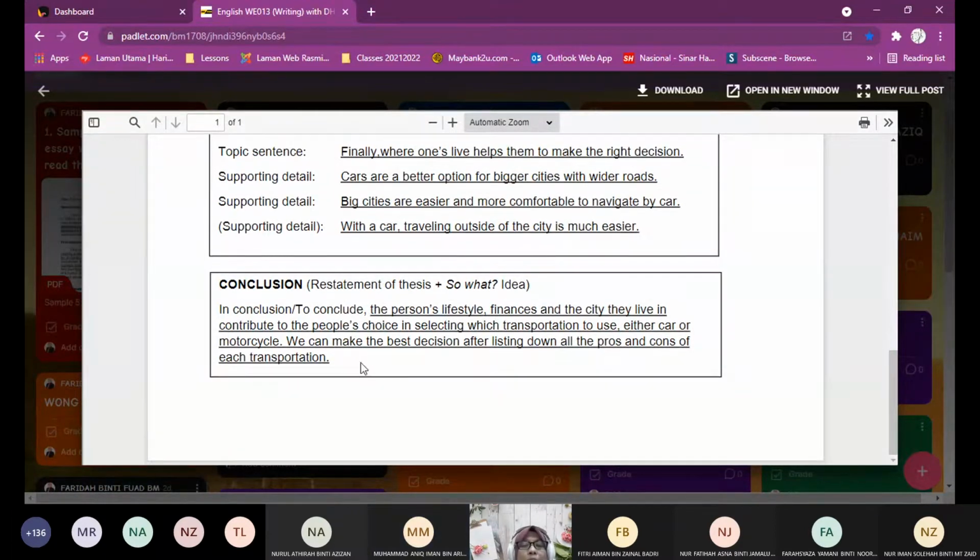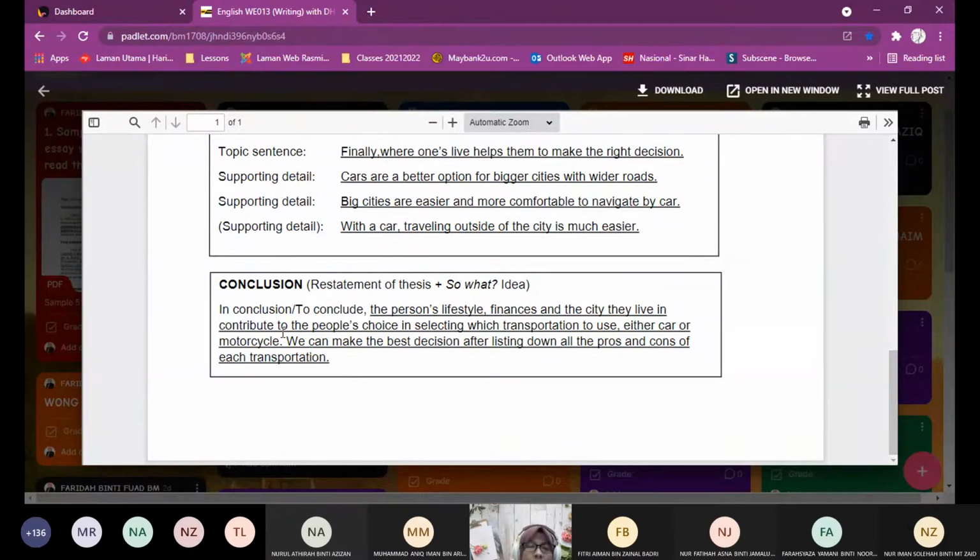Okay, so now the last one, the conclusion. You see, restatement of thesis plus so what, the idea, your idea. So in conclusion, to conclude, the person's lifestyle, finances, and the city they live in contribute to the people's choice. Then you mention the topic again, the 3 main points are mentioned here, plus the new idea. We can make the best decision after listing down the pros and cons and so on. So this is the idea, but you can have a few more ideas here.